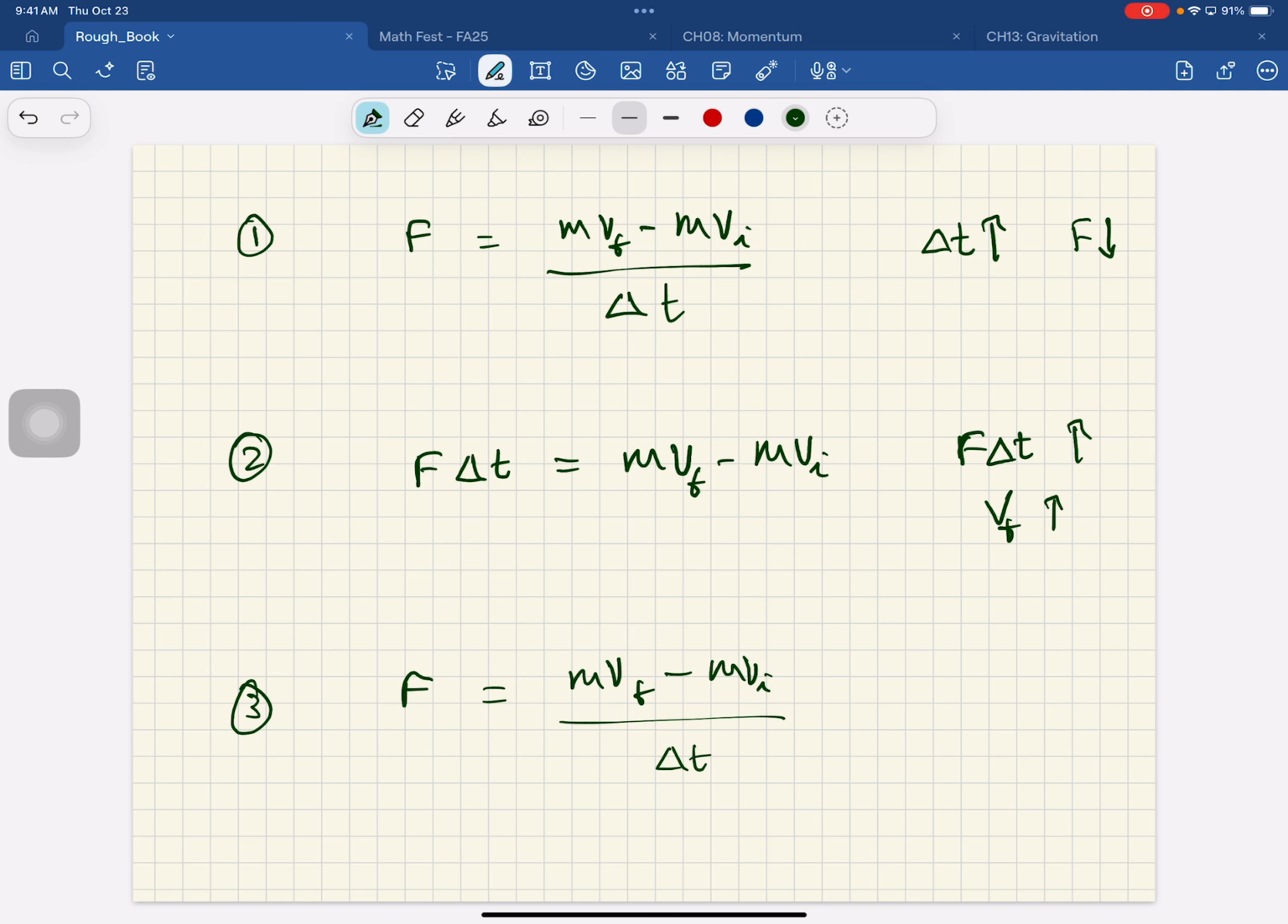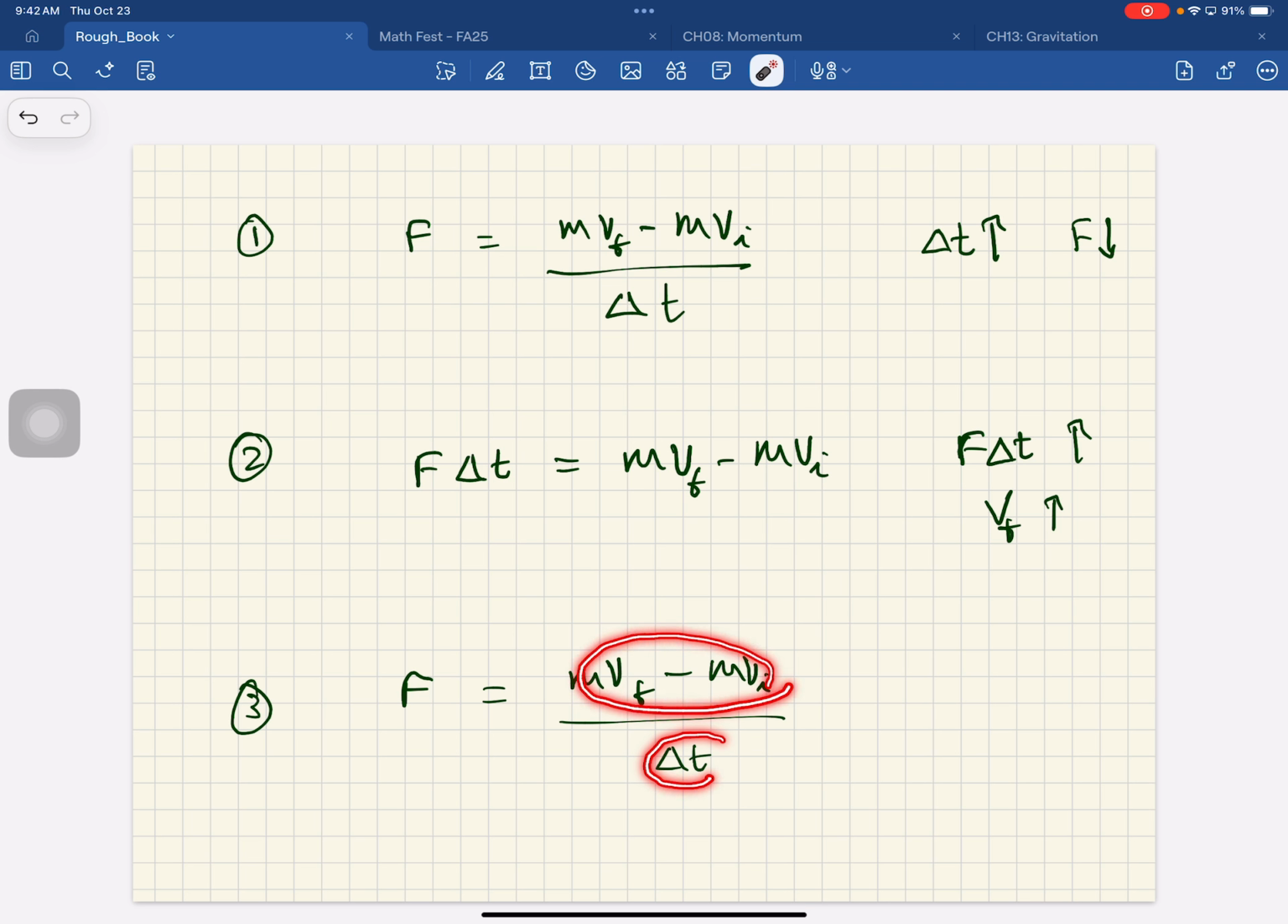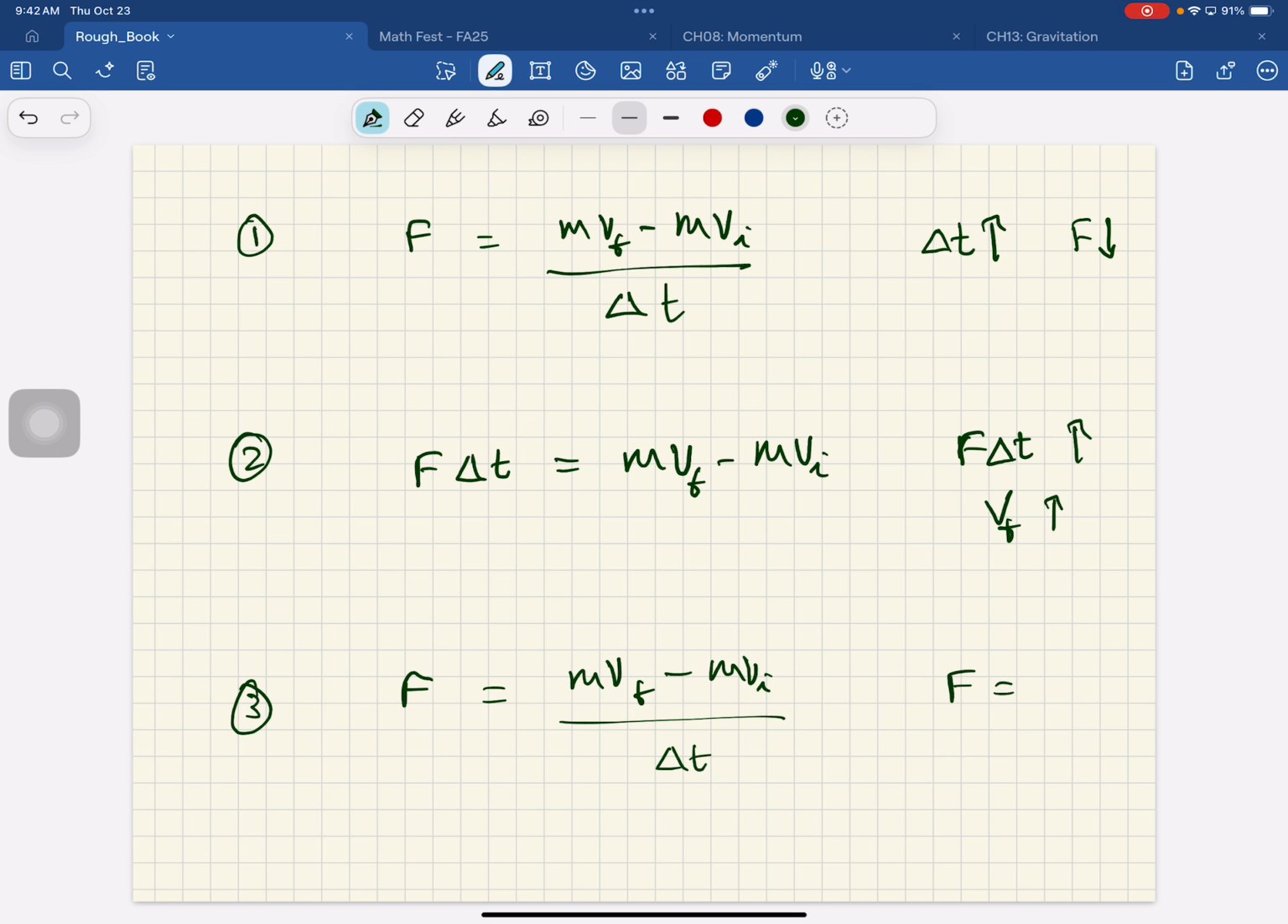Now let's see, what if F is 0? If you apply a 0 force on the object, the only way this can be 0, since delta t is not 0, is if the numerator is 0. So if this is 0, then this has to be 0. So when the external force is 0, then m v final equals m v initial. This is momentum conservation.